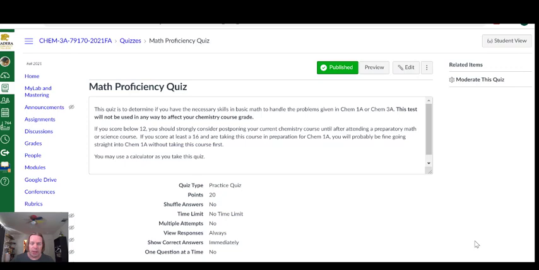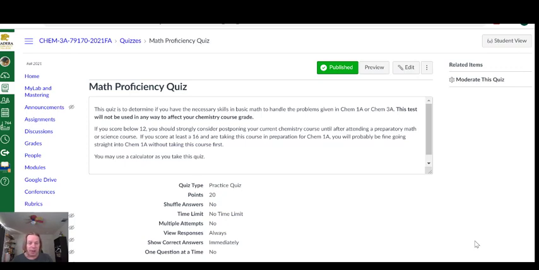If you get lower than a 12, you might want to think about postponing and taking another class instead, and taking chemistry 3A later. We sometimes offer a chemistry 10 class, or you could take whatever additional math classes you need to take to make sure that you're ready to do well in the class. Again, does not mean that you are going to fail the class if you get below a 12.